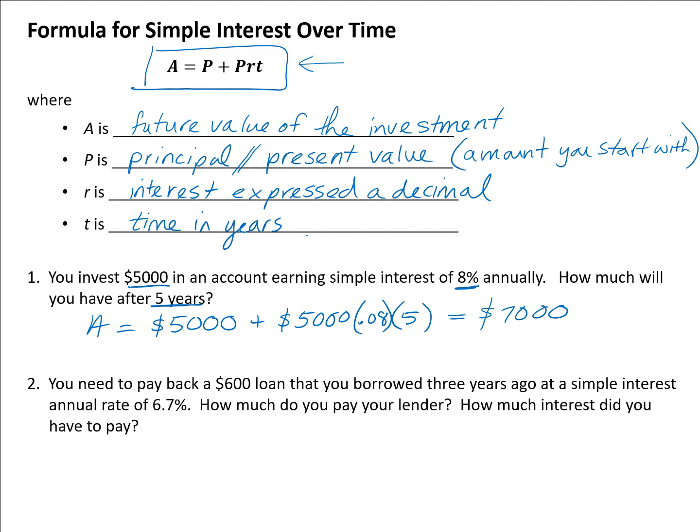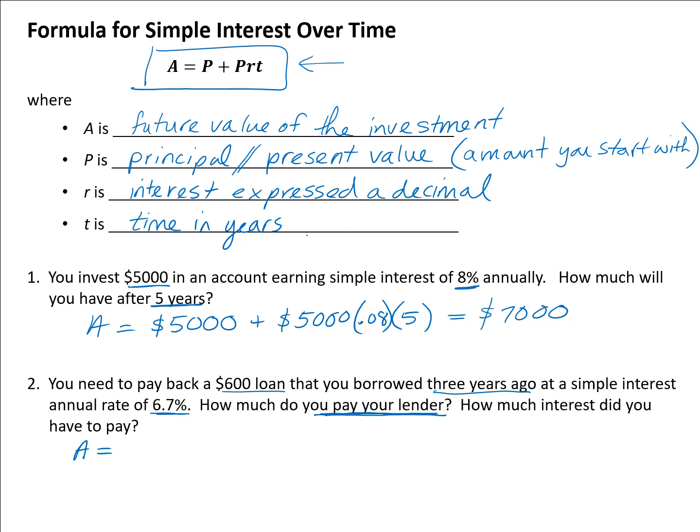Let's look at one that's a little more interesting, something that we haven't done yet. Say you need to pay back a $600 loan that you borrowed 3 years ago at a simple interest rate of 6.7%. How much do you pay your lender, and how much interest did you have to pay? So there's a difference between those two. Let's look at how much you have to pay your lender first. That would be the total amount that at the end of the loan you have to pay. Well, that would be the future amount that you're paying for the loan.